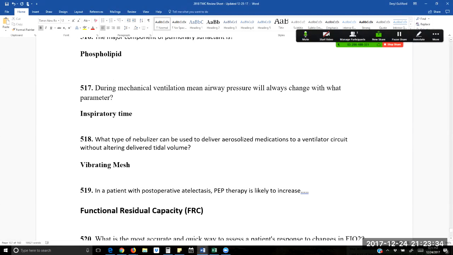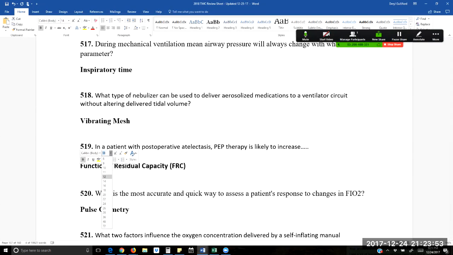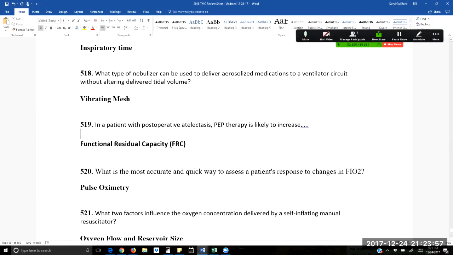What type of nebulizer can be used to deliver medications without changing tidal volume? The vibrating mesh. Aerogen is a particular type. 519, patient with postoperative atelectasis, PEP will increase the FRC. And we want it to. We definitely want it to increase the FRC because that expands the alveoli, prevents atelectasis.